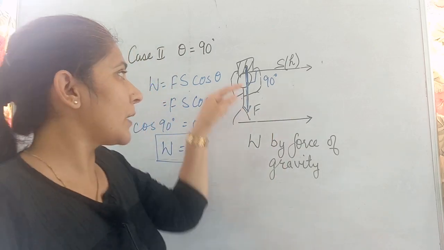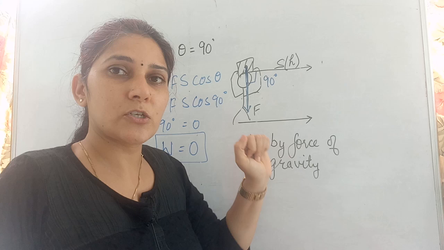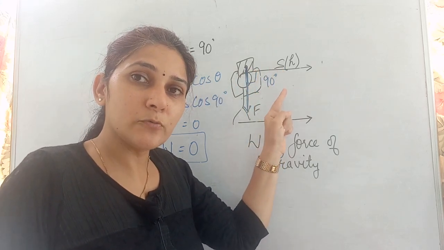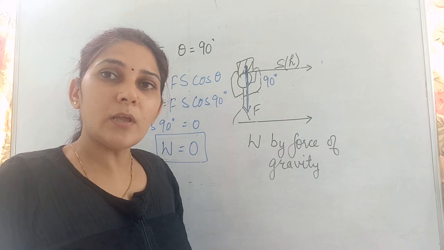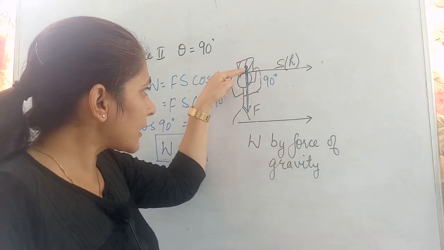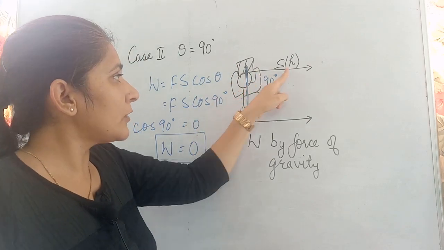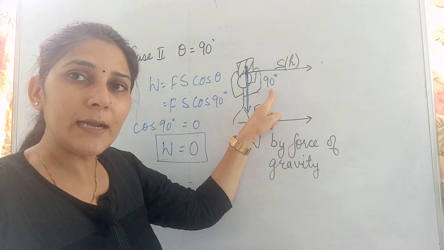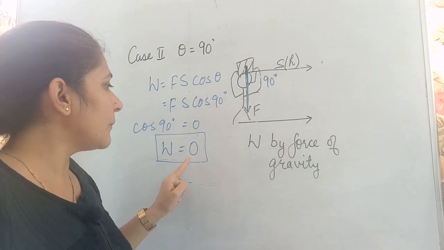This is the example. This is me. I am carrying a load on my head and moving in the forward direction. In this situation, what is the work done by the force of gravity on the load? That we need to find out. The displacement of the load is in the forward direction. The direction of the force of gravity is downward. So what will be the angle between displacement and force? That will be 90 degrees. So in this situation, the work done will be 0.